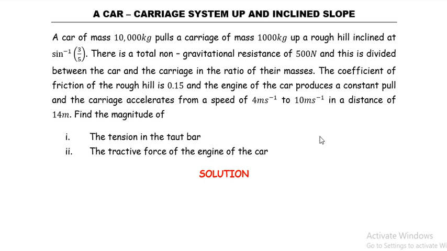Alright, so the question reads: a car of mass 10,000 kg pulls a carriage of mass 1,000 kg up a rough hill inclined at sine inverse of 3/5. There is a total known gravitational resistance of 500 newtons, and this is divided between the car and the carriage in the ratio of their masses. The coefficient of friction of the rough hill is 0.15, and the engine of the car produces a constant pull, and the carriage accelerates from a speed of 4 meters per second to 10 meters per second in a distance of 14 meters. Find the magnitude of the tension in the tow rope and the tractive force of the engine of the car.